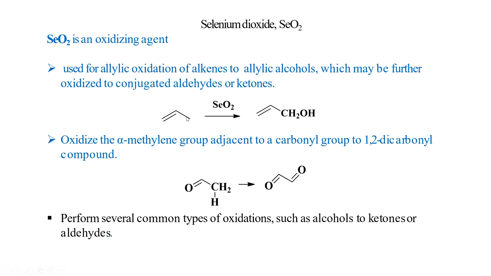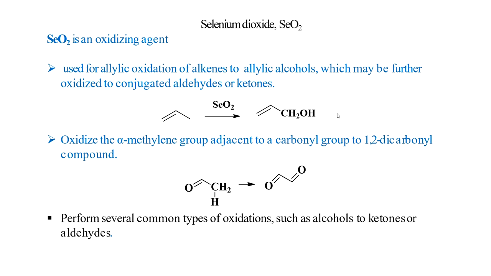Here, see, it is the simple alkene, propene, and this is the allylic position. These allylic positions get oxidized to a CH2OH group, the corresponding alcohol, by selenium dioxide. This alcohol group may further oxidize to a carbonyl group, that may be an aldehyde or ketone.